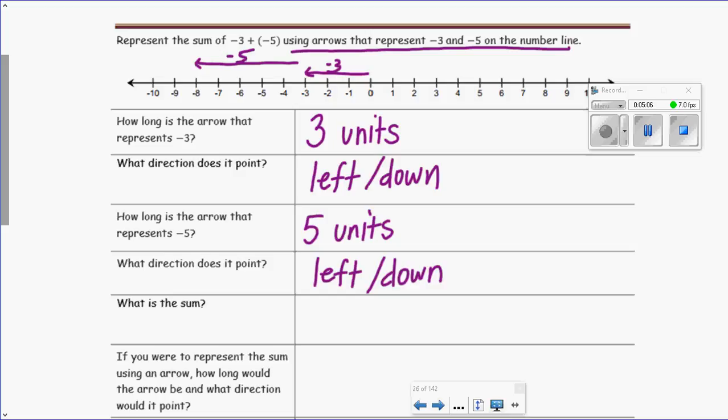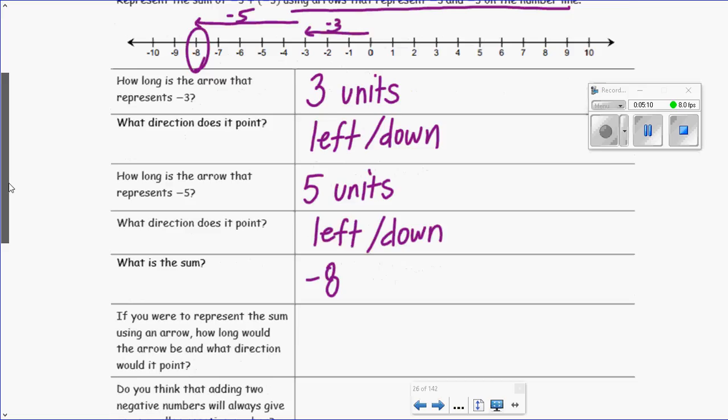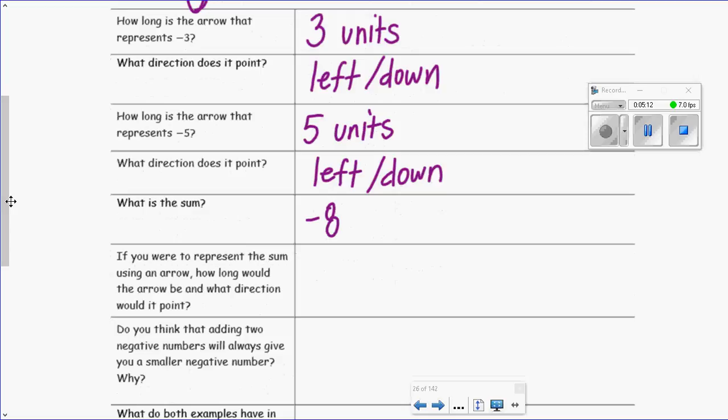Where did we end up? -8. Okay, so this is really, really similar to the last example. If we were to represent -8 using one arrow, how long would it be and in what direction would it point? Well, it would be 8 units long and it would point to the left.